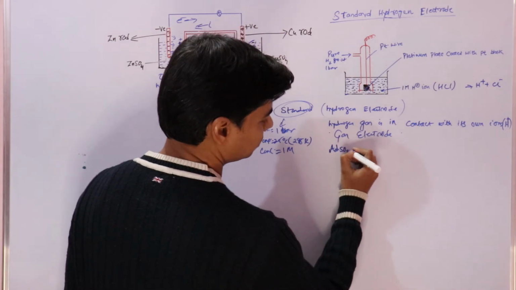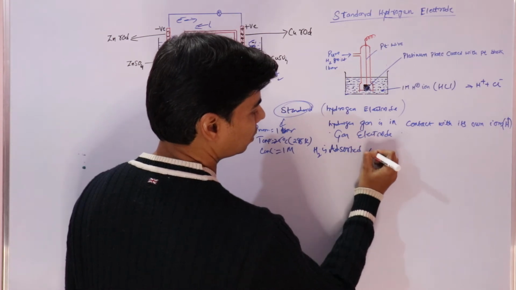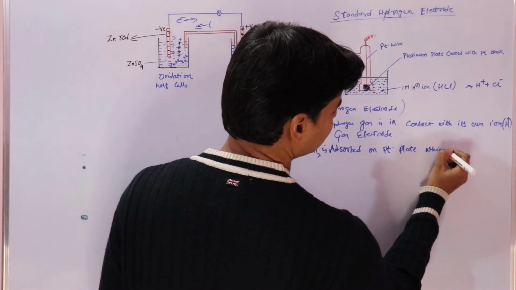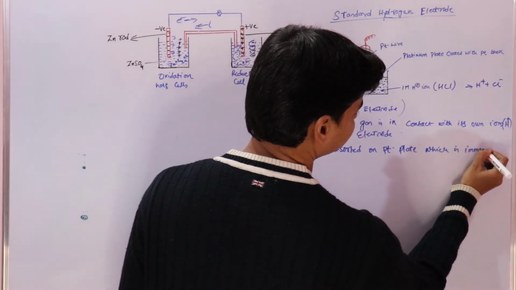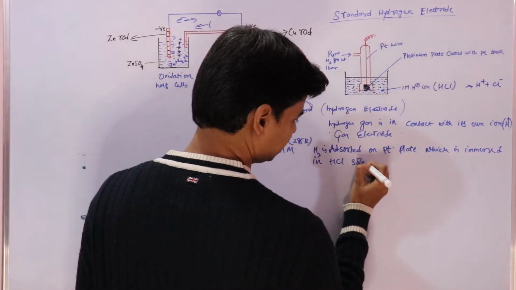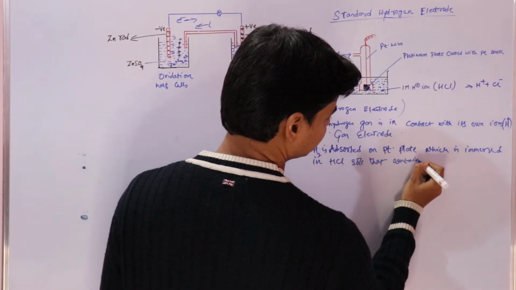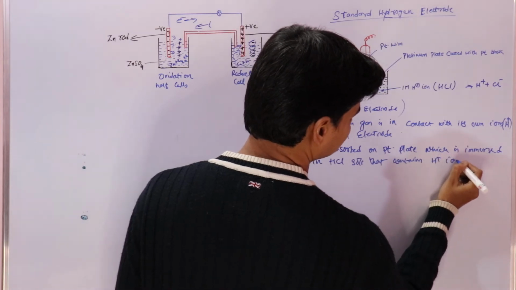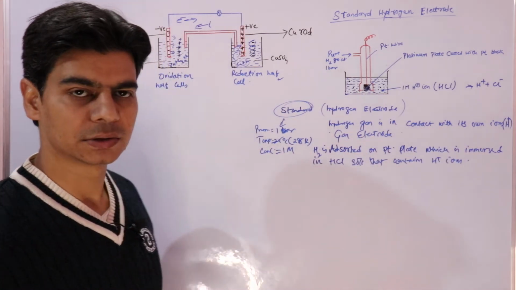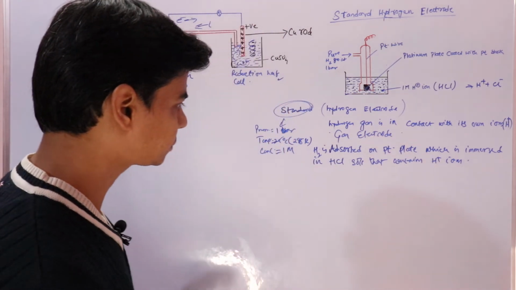So we say hydrogen is adsorbed on platinum plate, which is immersed in HCl solution that contains hydrogen ions. So now hydrogen gas is in contact with its own ions, and this forms a gas electrode, the standard hydrogen electrode.